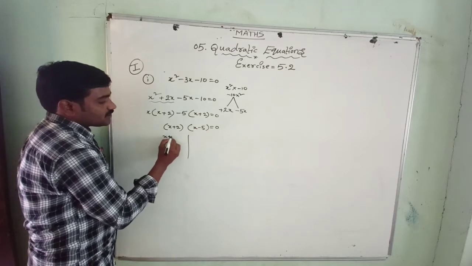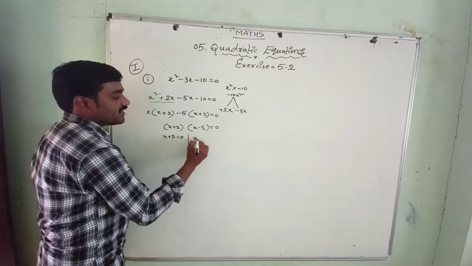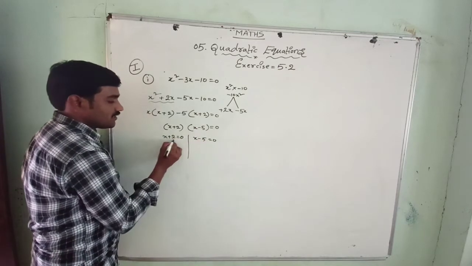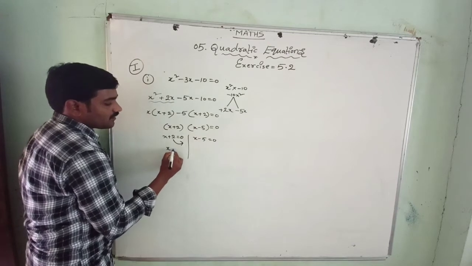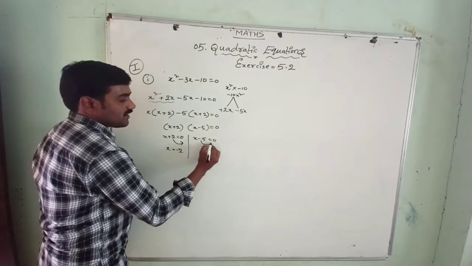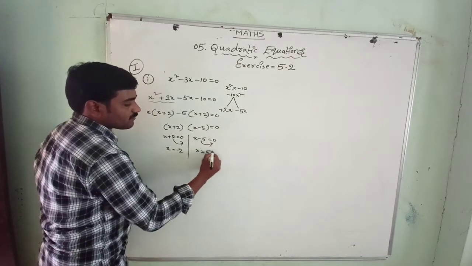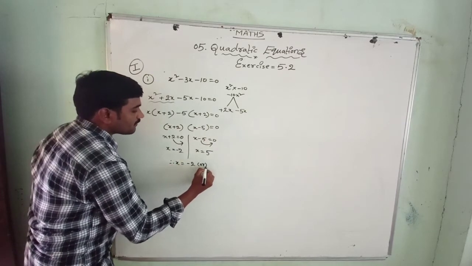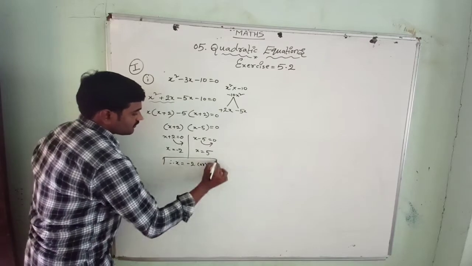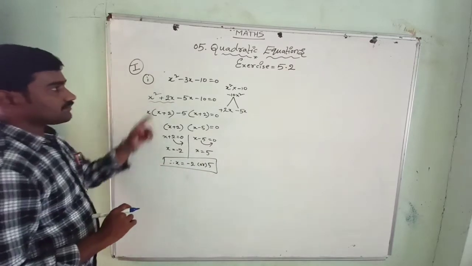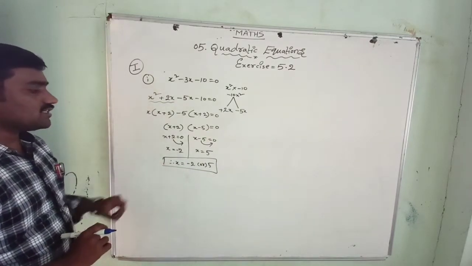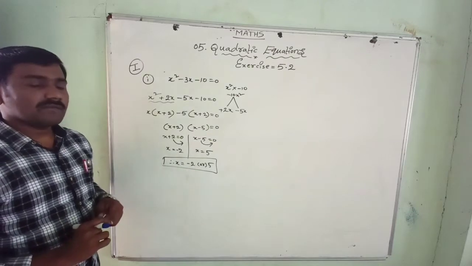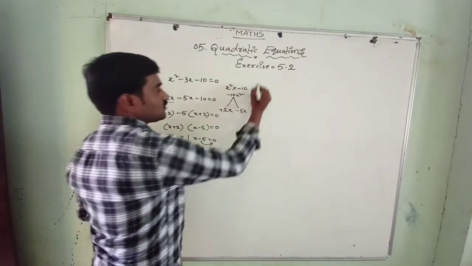Then x plus 2 equal to 0 and x minus 5 equal to 0. This plus 2 transferred to this side becomes minus 2. This minus 5 transferred to this side becomes plus 5. Therefore x equals minus 2 or plus 5. The roots of this quadratic equation are minus 2 and 5. So in this way we need to solve it.